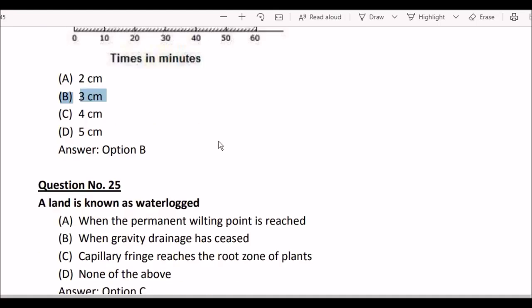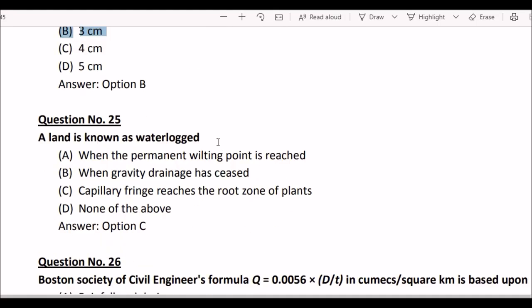Okay, next question. A land is known as waterlogged. Option A, when the permanent wilting point is reached. Option B, when gravity drainage has ceased. Option C, capillary fringe reaches the root zone of plants. Option D, none of the above. Right answer is option C, capillary fringe reaches the root zone of plants.